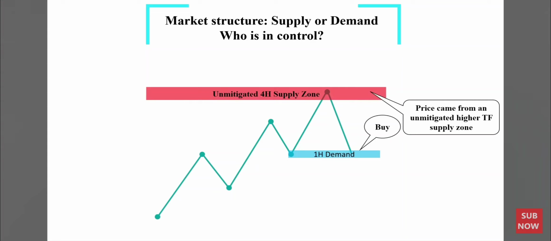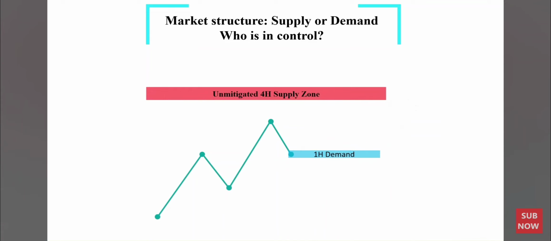So, you want to trade the controlling side of the market. Let's suppose you're waiting for a demand trade to go long, but the price comes from an unmitigated supply zone. In that case, supply is in control, and you can't trade demand without confirmation. Always check where the price came from.